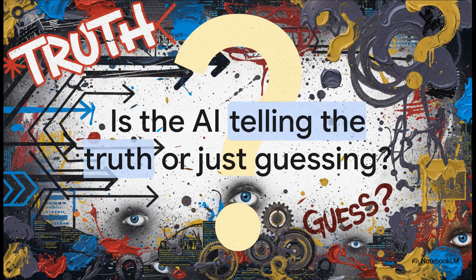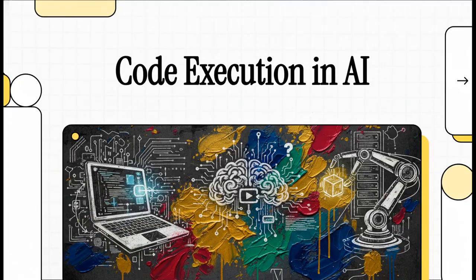What if it could actually check its own math before giving you an answer? Welcome to this explainer, where we're going to unpack a fundamental transformation in how artificial intelligence operates. We are in the middle of an absolute paradigm shift, and it's called code execution in AI.